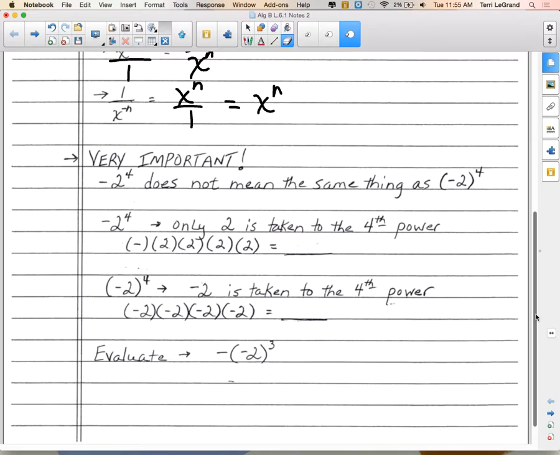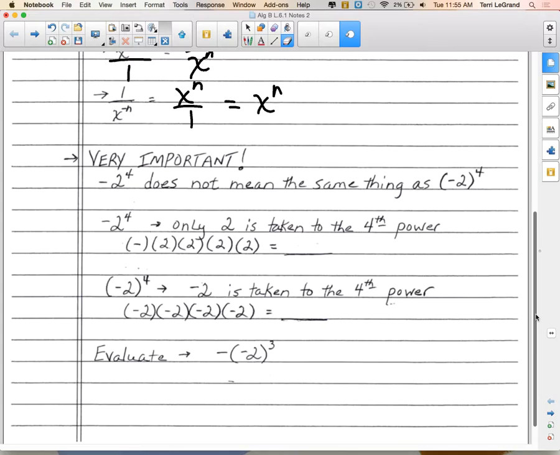Negative 2 to the 4th power, no parentheses, does not mean the same thing as negative 2 in parentheses to the 4th power. When we have it written this way, only the 2 is being taken to the 4th power. So we have 2 times 2 times 2 times 2, and then we also have to take it times that negative sign out front, which is really just a negative 1.